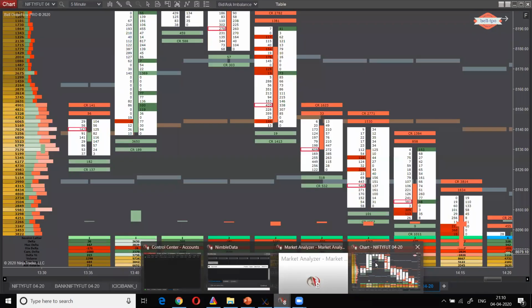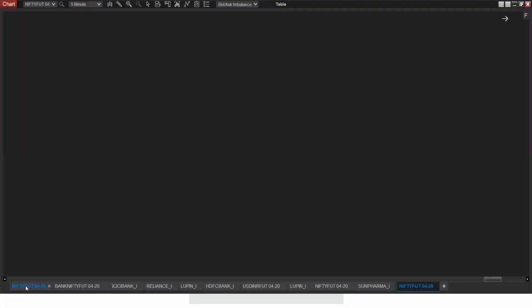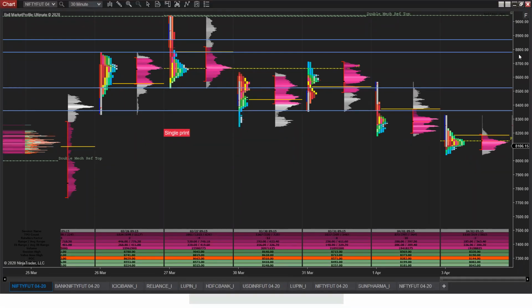Now, how many of you use market profile? You can just type it out. If you are using market profile, you can put your trading experience over there. All right, very few people are using market profile.